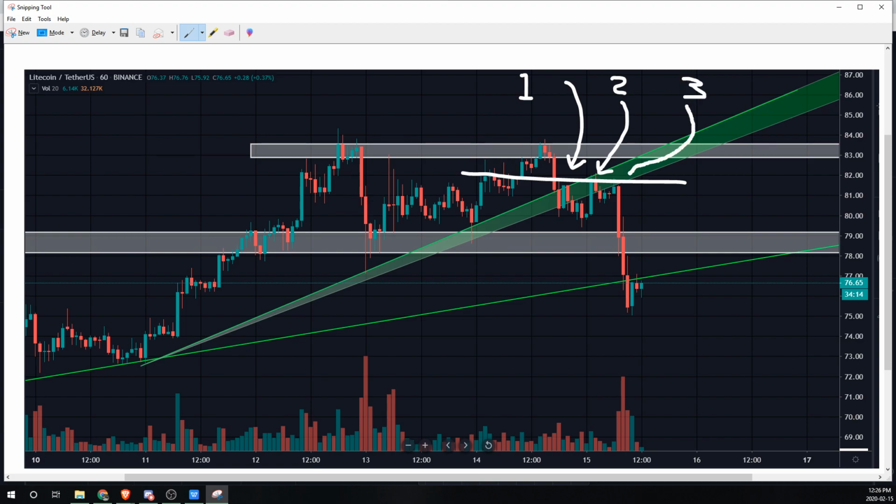Indication number 3 is this massive, massive bearish candle. Obviously, that is the kill candle that really represents that sellers are in the market. We see a really significant amount of sellers coming into the market.